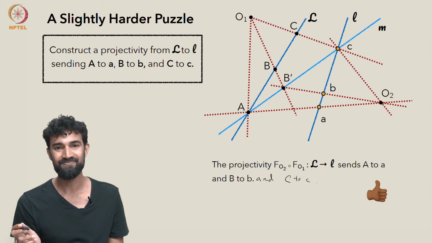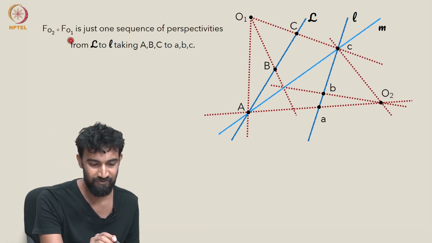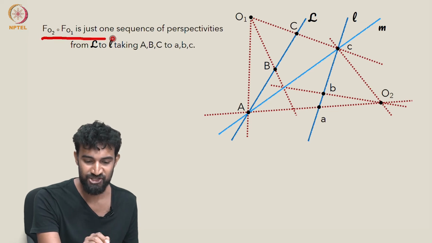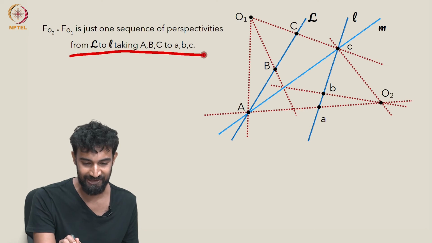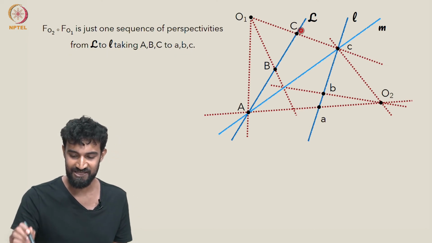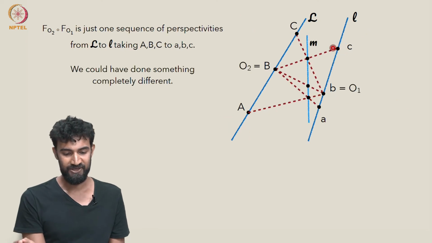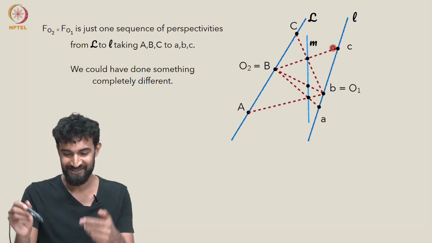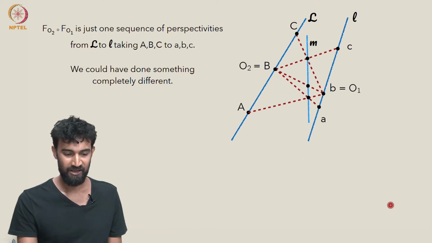So that does it. Now, F_O1 followed by F_O2, that's just one sequence of perspectivities from capital L to little l, which takes A, B, and C to little a, little b, and little c. We could have done something completely different. Here's a very different construction that accomplishes the same thing.